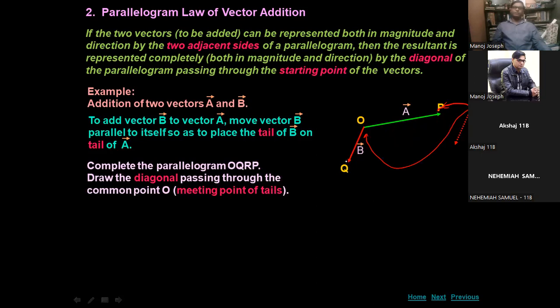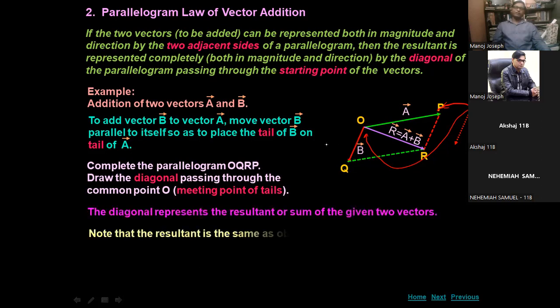So what we'll do, we will draw the side parallel to OP. The third side, QR, is parallel to OP, and the fourth side, which is parallel to OQ, is drawn when we join P and R. So hence we have a parallelogram. Now the diagonal of the parallelogram represents the resultant of the vectors. So this is the diagonal OR, which represents the sum of vector A and vector B.